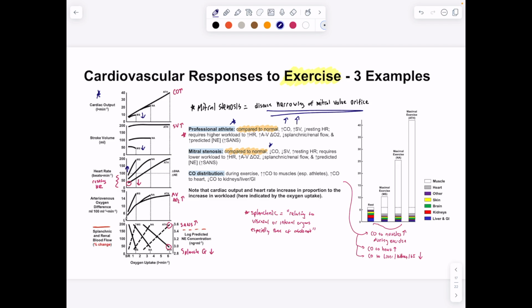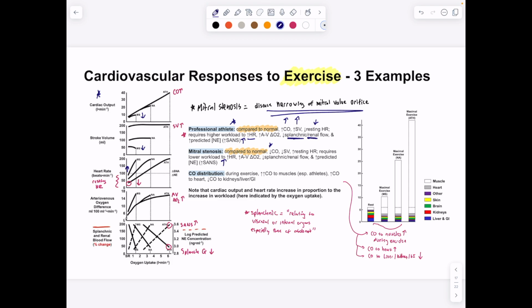Their stroke volume increases, and their resting heart rate, compared to a normal person, not during exercise but generally, is lower in a professional athlete. They require a greater workload, right? Maybe running faster to increase their heart rate significantly. They have a greater difference in arterial versus venous oxygen content. And when they exercise, there is a decrease in blood flow to the organs of the GI system and the renal system. And then there's a predicted increase in concentration of norepinephrine, aka the sympathetic nervous system.